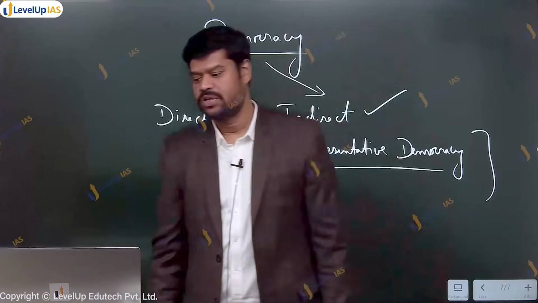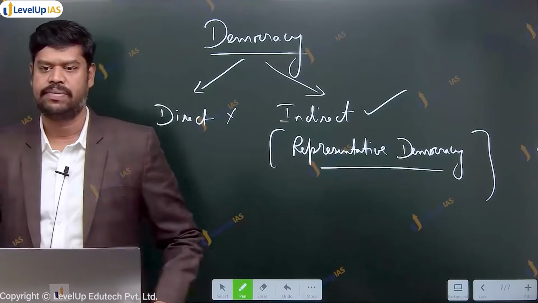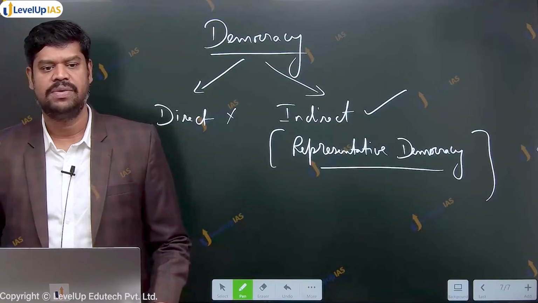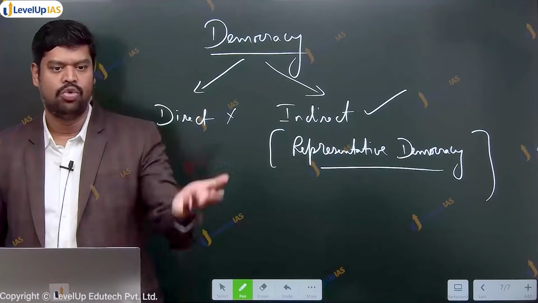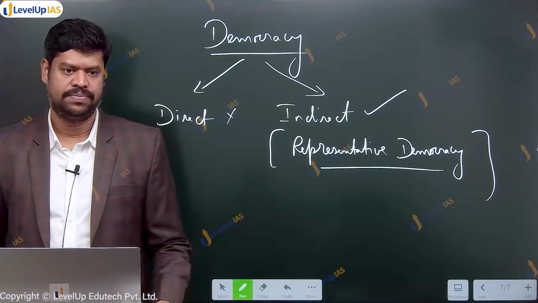This indirect democracy is also called representative democracy. So what do you mean by indirect democracy or representative democracy? I said, what is democracy? Democracy generally means ruled by people. But then the question is, do you think that the people directly rule? Do the people directly run the government?